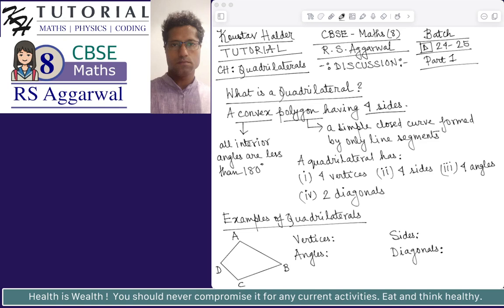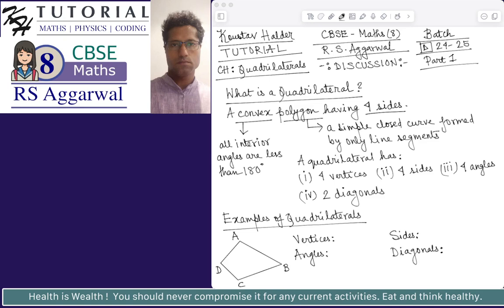Now, what is a quadrilateral? A quadrilateral is a convex polygon having 4 sides. So it is a polygon, but the polygon has to be convex and it has 4 sides. So that is the definition of a quadrilateral.